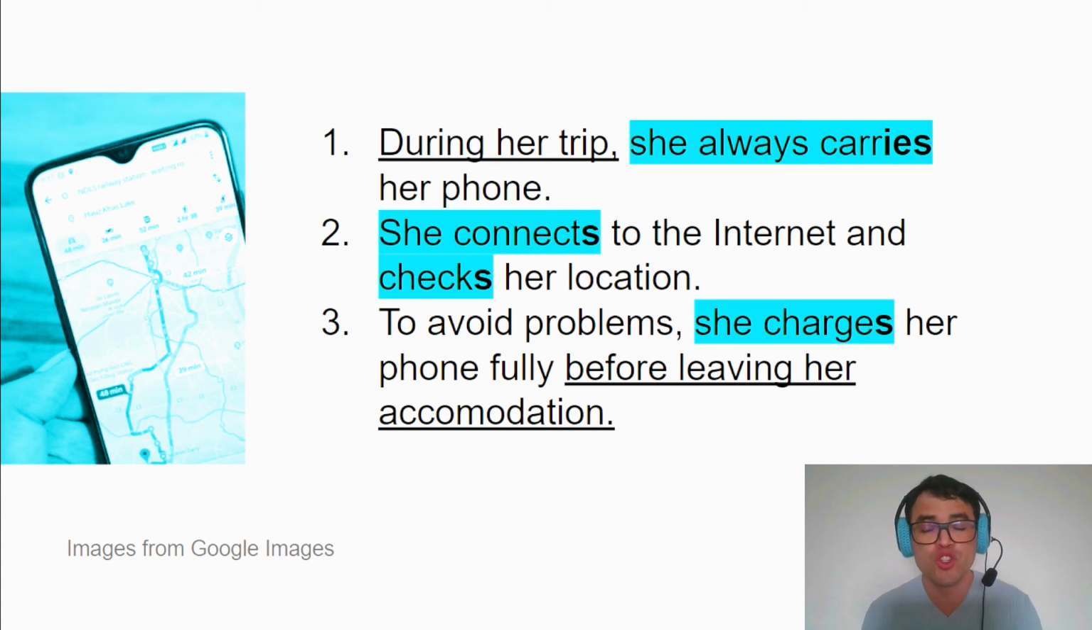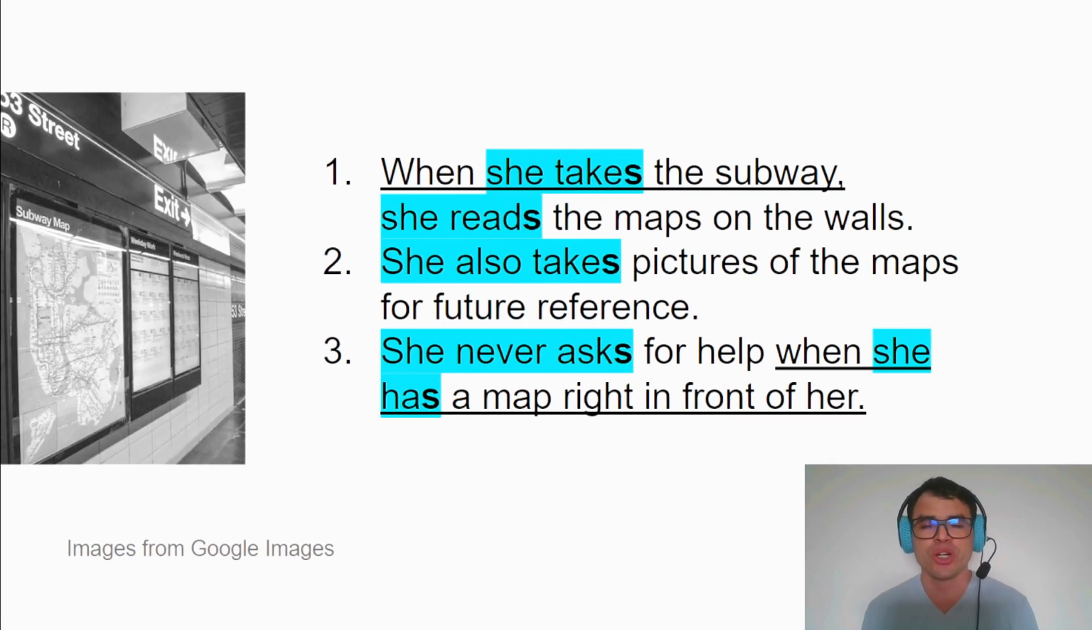Number 3, do you see a time clause there? No, but there is a time phrase, before leaving her accommodation. So, number 1, the time marker, and number 3, the time phrase, both give you context on when a situation takes place. Now, let's see the third picture. What can you say about what this woman does every time that she is traveling and needs directions?